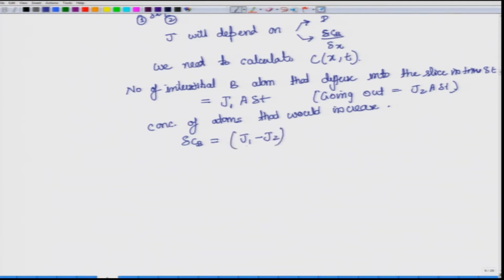So, now the number of atoms that has increased over time is equal to J1 minus J2 times A delta t. But we know that J2 is equal to, and we are talking about concentration, so we have to divide by delta x. So, J2 is equal to J1 plus del J by del x into delta x. This is again approximate.